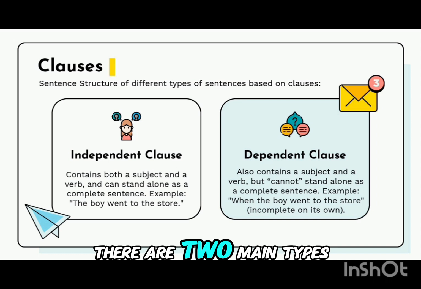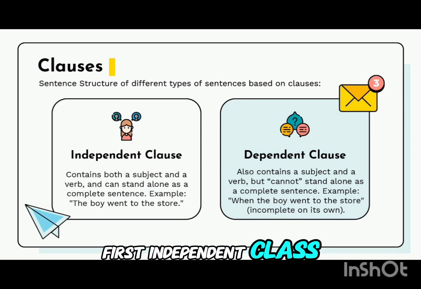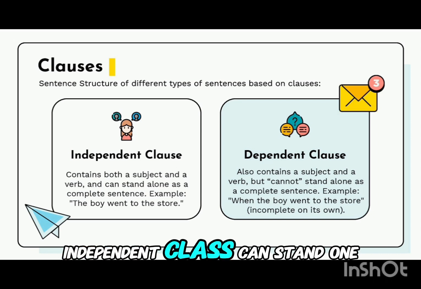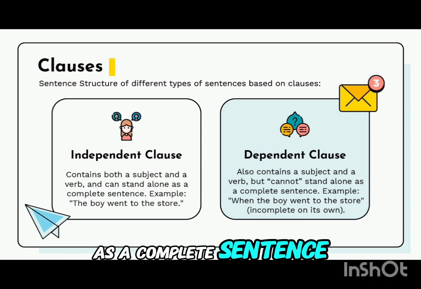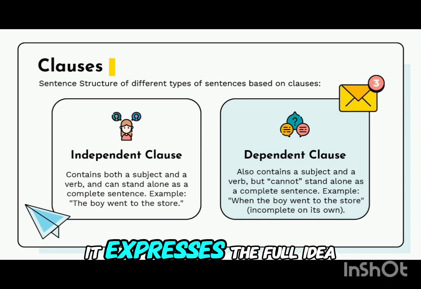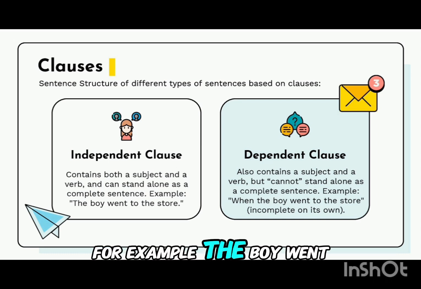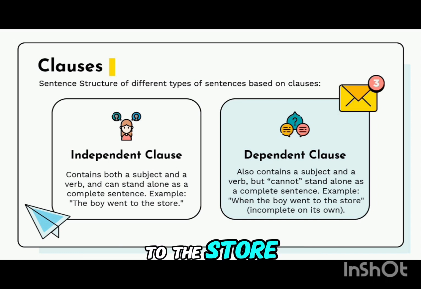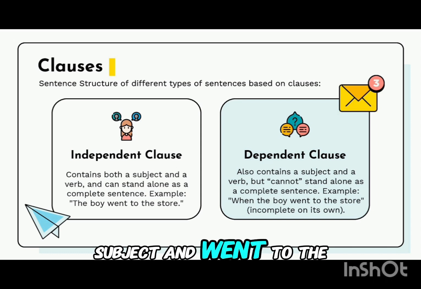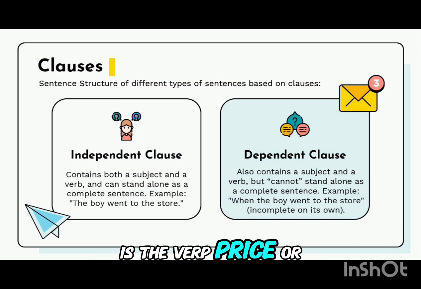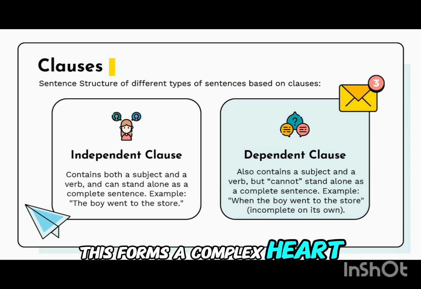There are two main types of clauses. First, independent clause. An independent clause can stand alone as a complete sentence. It expresses the full idea by itself. For example, the boy went to the store. Here, the boy is the subject, and went to the store is the verb phrase or predicate. This forms a complete thought.